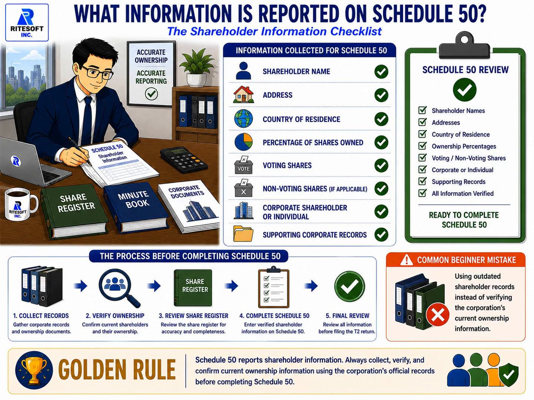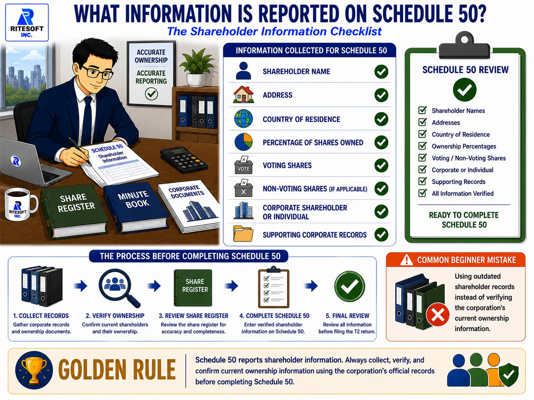The key lesson from this slide is simple. Schedule 50 reports the corporation's shareholder information. Professional tax preparers collect current ownership records, verify each shareholder's name, address, country of residence, ownership percentage, and share information using the corporation's official records before completing Schedule 50 accurately as part of the T2 return.